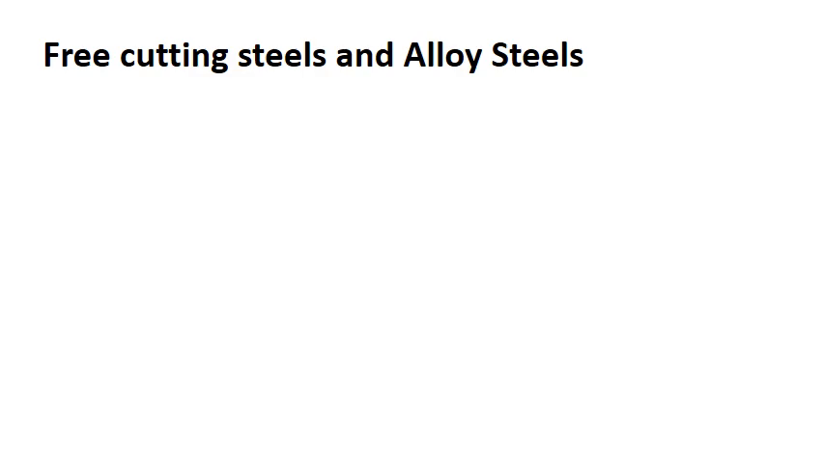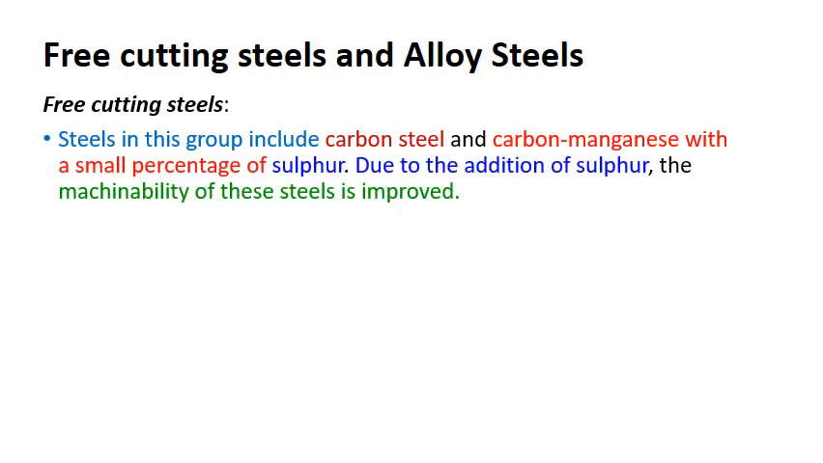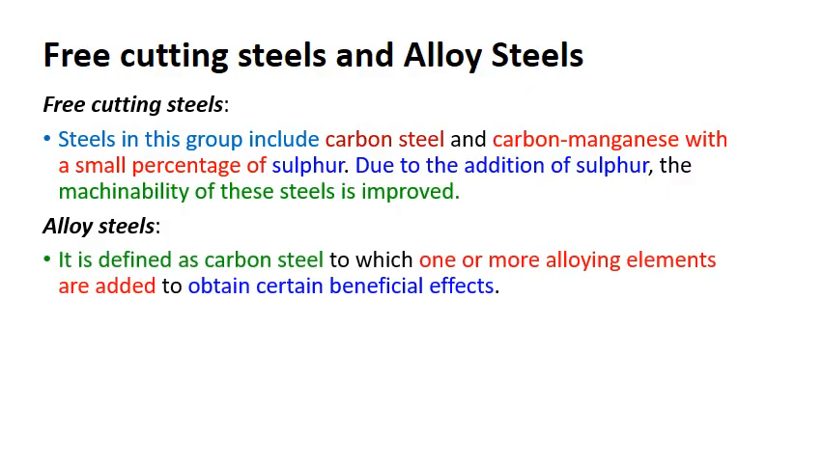Let us look at what is free cutting steel. Free cutting steel means they can easily be machined. They are also carbon steels, but they will have along with carbon, manganese, and small percentage of sulfur or any other alloying element which will improve its machinability. Usually sulfur is added, and there are other alloying elements also which will enhance machinability. Alloy steels, see, in addition to carbon, we will have more than one alloying element to get certain beneficial effects.